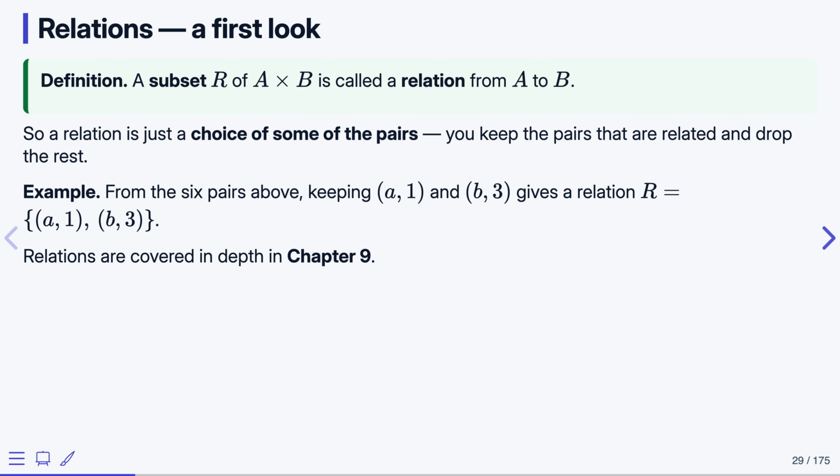Let us try it on the 6 pairs we just built. Keep the pair A1 and the pair B3. Drop the other 4. What is left is a relation R with just those 2 pairs. That is all a relation is at this stage. We study them properly in Chapter 9.